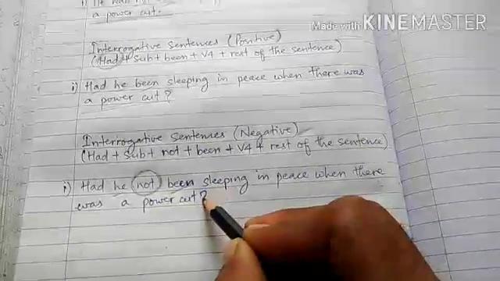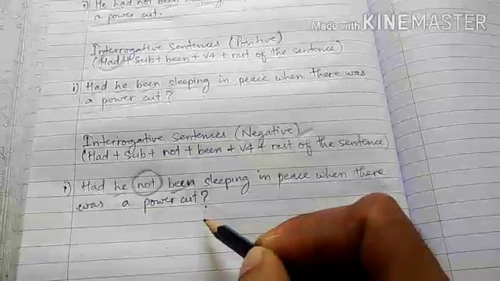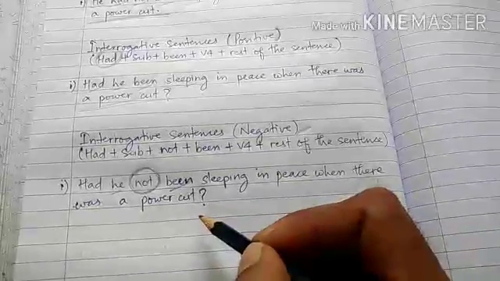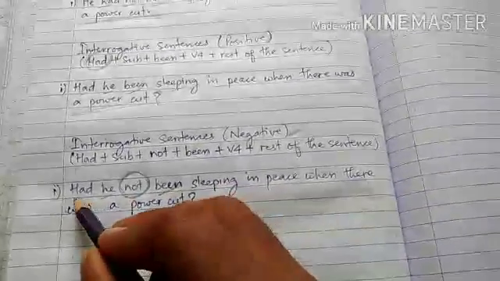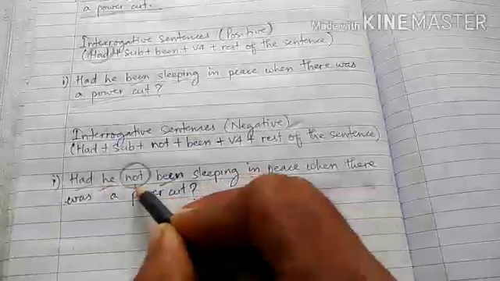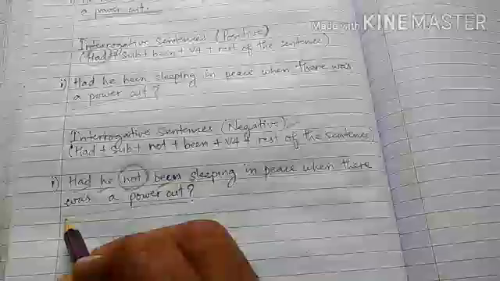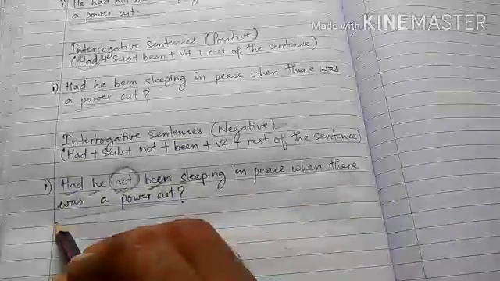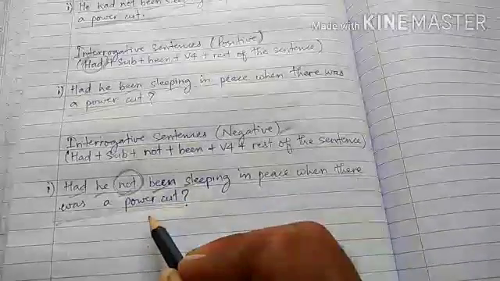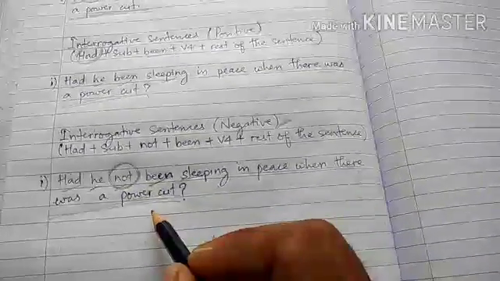So this is the negative interrogative sentence in the past perfect continuous tense. Okay, had plus subject plus not plus been plus before plus rest of the sentence. This is the negative interrogative sentence in the past perfect continuous tense.